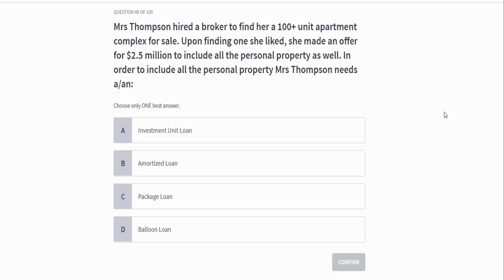Question 46. Mrs. Thompson hired a broker to find her a 100 plus unit apartment complex for sale. Upon finding one she liked, she made an offer for $2.5 million to include all the personal property as well. In order to include all the personal property, Mrs. Thompson needs a/an, and it gives us four options. Is it A, an investment unit loan, B, an amortized loan, C, a package loan, or D, a balloon loan? So, gonna give you guys some time for this one. Think of the correct answer, hopefully come up with it, and I'll be right back in a couple moments.